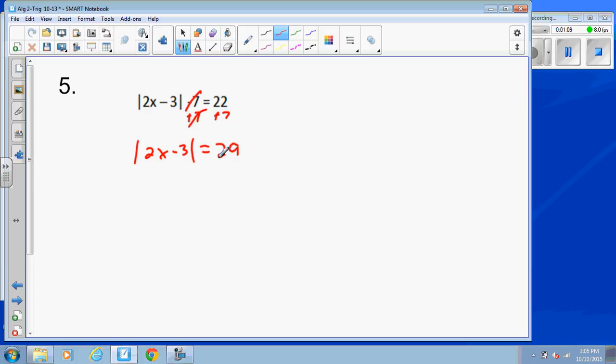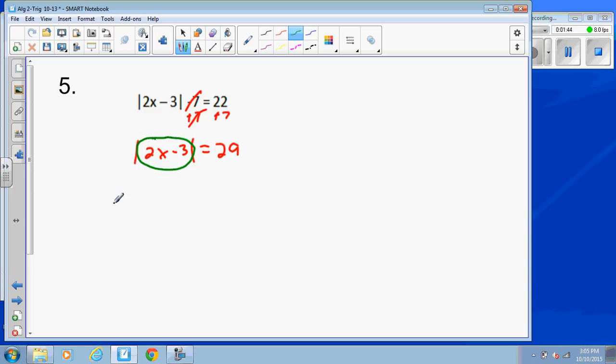What a lot of students do is they'll just start doing 2x minus, they'll add 3 and then divide by 2 and get one answer, which is true for part of it, but it's not the whole thing. So basically what we're saying is this entire expression inside of here could be the same thing as 29. If that, what I circled, equaled 29, that would be a true statement. But also, if what I circled equaled -29, when I took the absolute value, it would become positive 29.